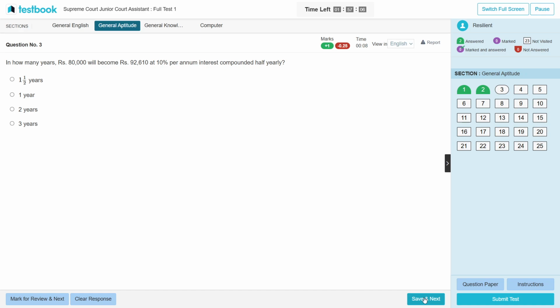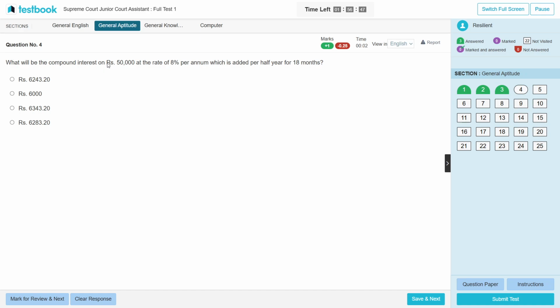In how many years rupees 80,000 will become this at 10% per annum compounded half yearly? Half yearly, so 1.5 years at 10%, half yearly 5, 5, 10.